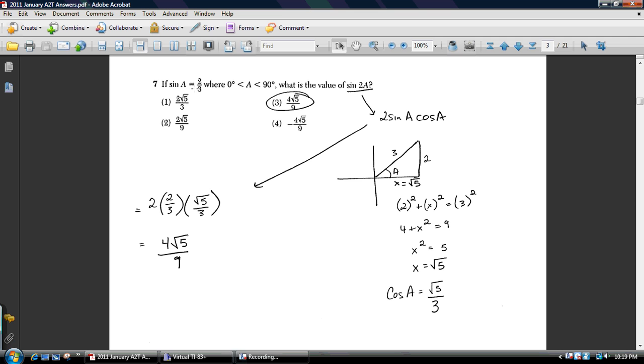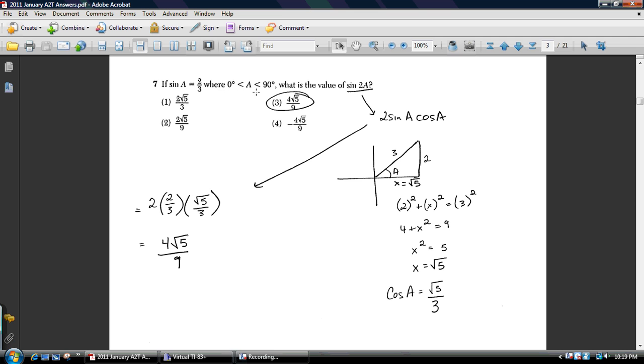Number 7, sine A is 2/3. A is between 0 and 90. What's the value of sine 2A? This is from the reference sheet. This converts into the following. You'll see it on there, sine 2A equals 2 sine A cos A. And so you know how much sine A is. They told you that. But you don't know how much cos A is, and that's a problem.